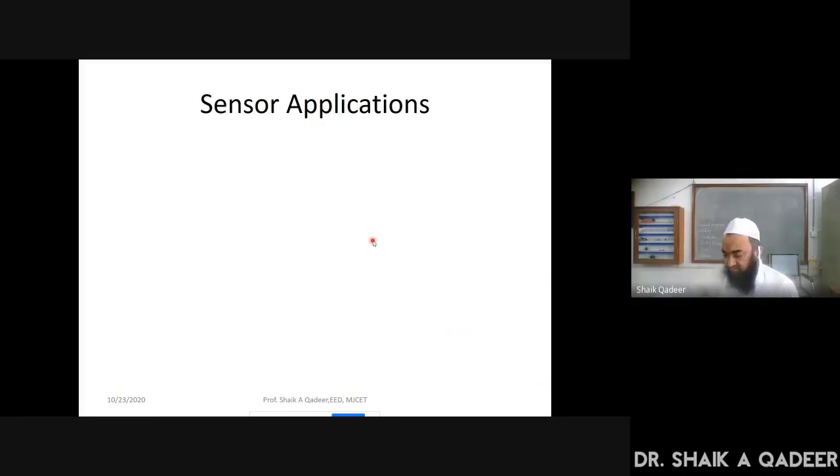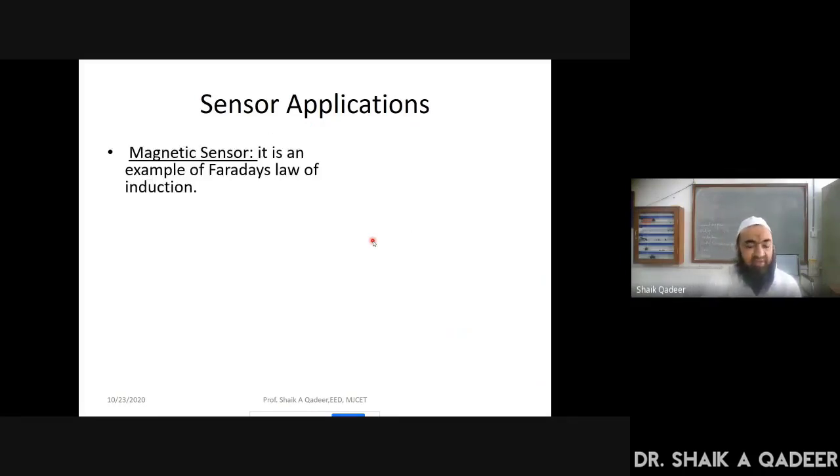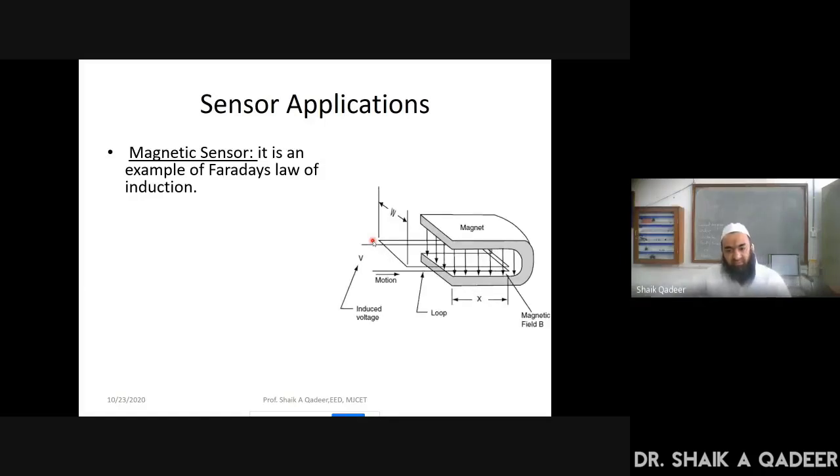From the presentation, the magnetic sensor is an example of Faraday's law of electromagnetic induction. Make a note of this. If you want, you can take it from the ebook, or you can make a note from the presentation. The first thing you can write: the principle of this particular application is based on Faraday's law of induction. You can find the sketch or the diagram in the ebook.